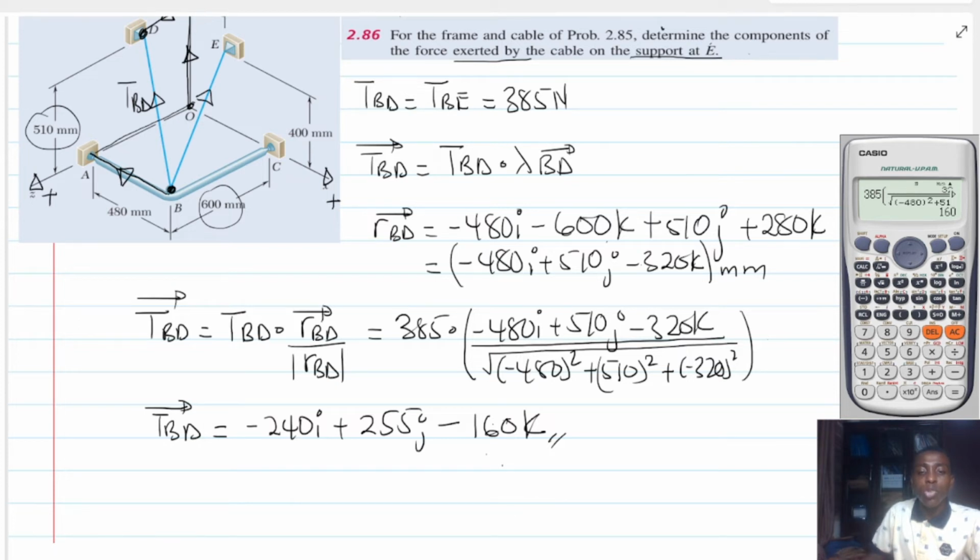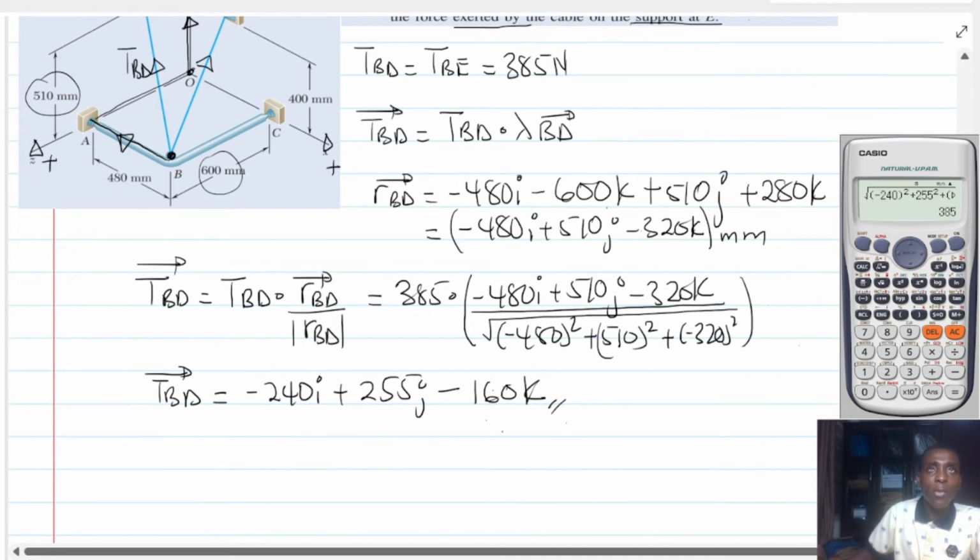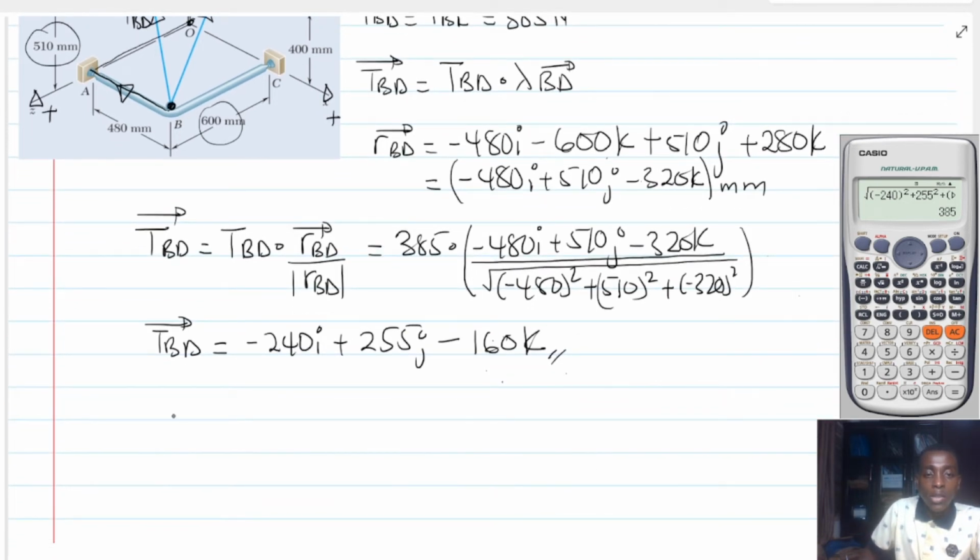In fact, if I want to be sure that what I'm doing is correct, I can still find the magnitude using the magnitude formula, which is going to be minus 240 squared plus 255 squared plus minus 160 squared. And that gives me 385. Very good. It means that whatever I'm doing is okay.